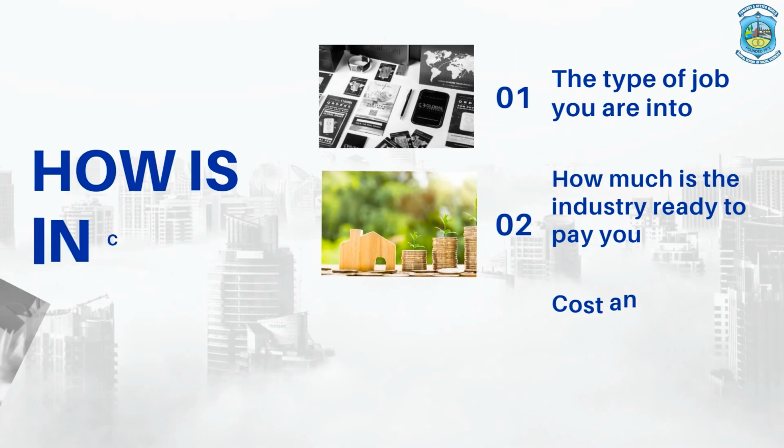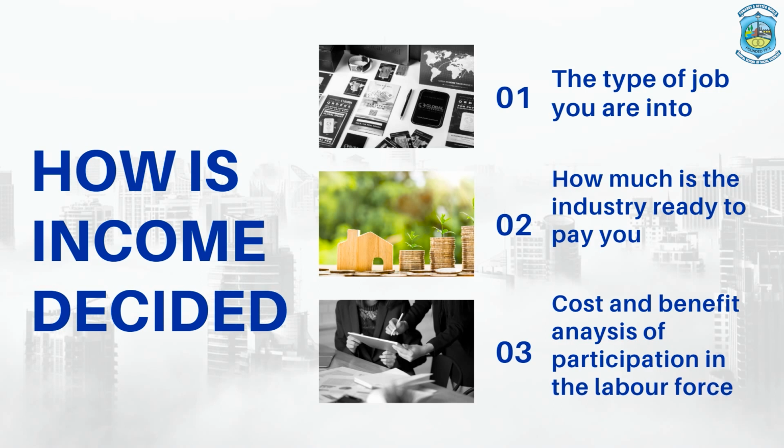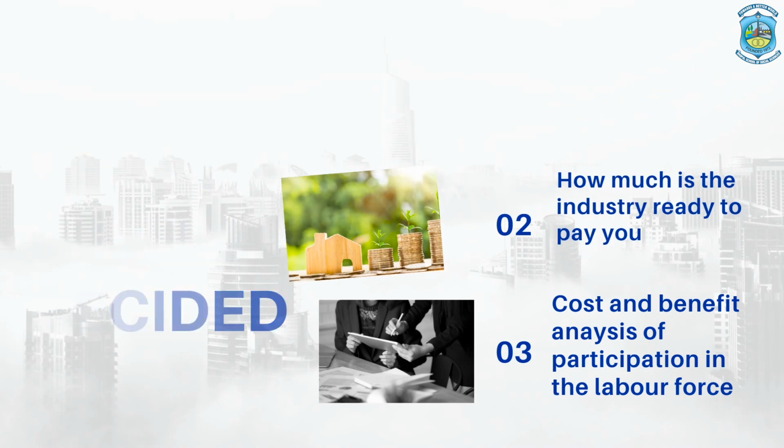So how is income decided? Income is basically decided with the help of a few pointers like, first, the type of job that you are into. Secondly, how much the industry is ready to pay you. And thirdly, the cost-benefit analysis of the participation in the labor force.